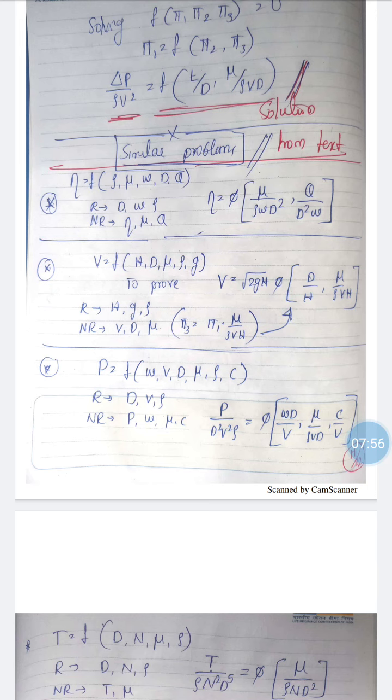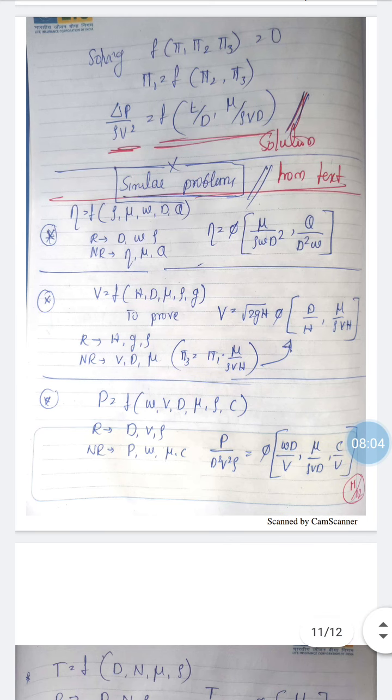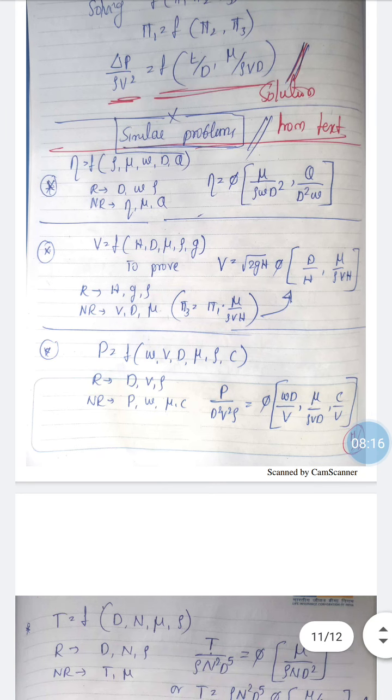Some of the problems which are most commonly used, I request everyone to go through. Efficiency is a function of density, viscosity, weight density, diameter and discharge. So eta is a function of, the final solution you will get is eta is equal to a function of mu by rho omega d square into q by d square omega. Please remember that phi is a symbol for function here, okay, it is not any other parameter. So repeating are d, omega, rho and non-repeating are eta, mu and q, and remember efficiency has no units.